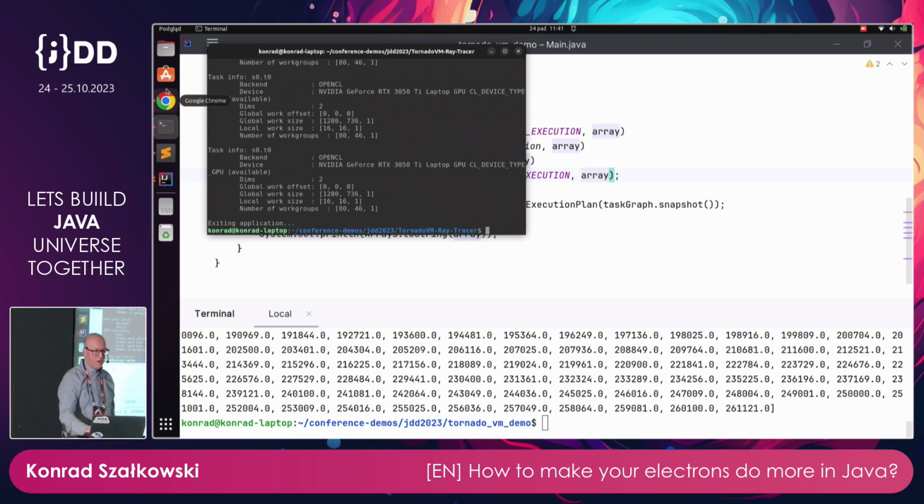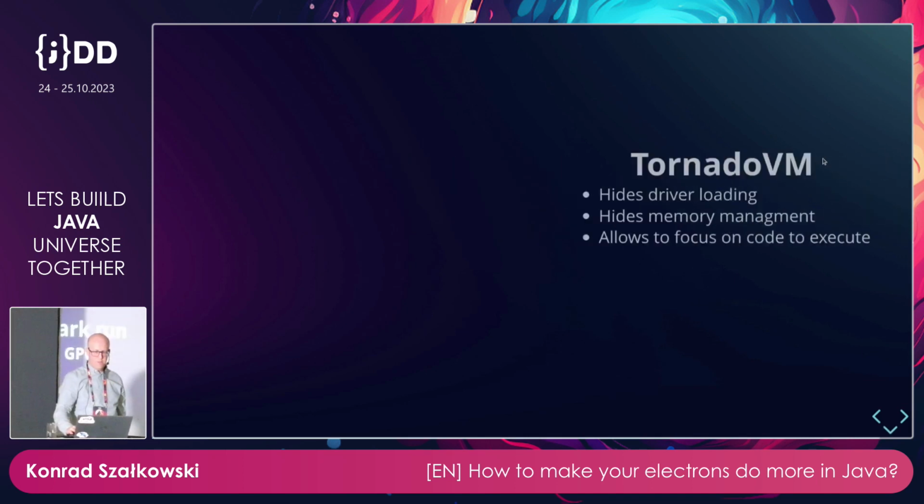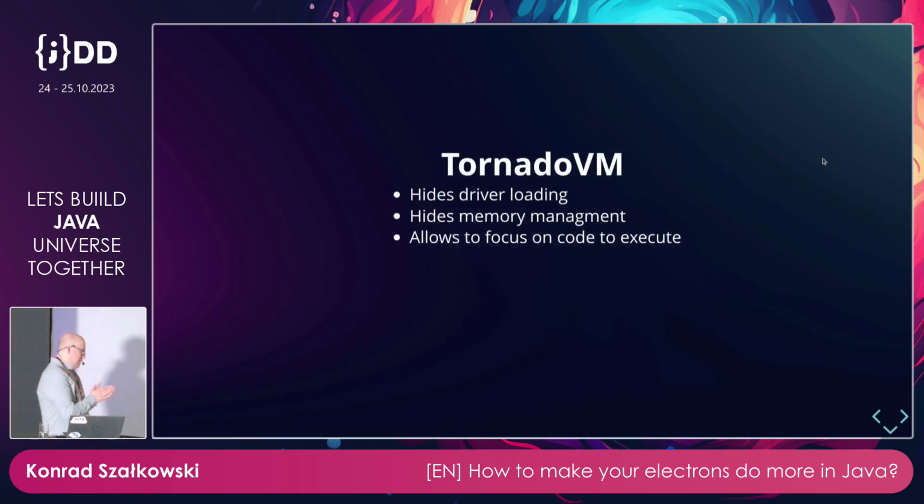So to quickly sum up, hit benchmark run. So TornadoVM, thanks to the guys from the university, it hides a driver loading the whole hardware stuff for you. It's, I would say, a very big benefit, because when you try to do this in C code, linking libraries, it's something that we are not used to in Java. It hides memory management. It's not perfect.